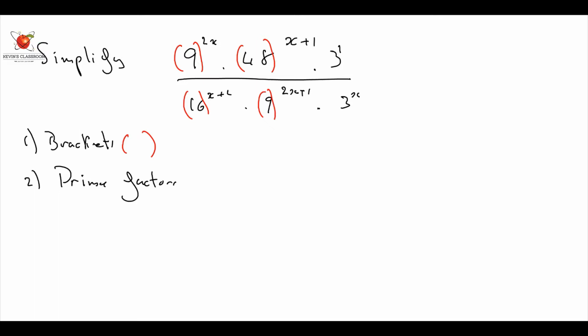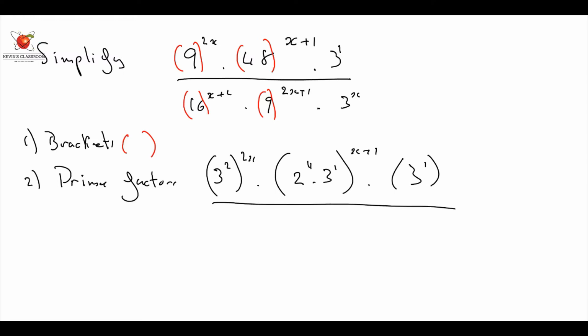My prime factors: it's going to be 3 squared, 2x to the outside, multiplied by, and the 48 comes down to 2 to the power of 4 and 3 to the power of 1, to the power of x plus 1, multiplied all by 3 to the power of 1. That's going to be 2 to the power of 4, that's my 16, to the power of x plus 2, multiplied by 3 squared, that's our 9, and my 2x plus 1 is on the outside, and I've got 3 to the power of x over there.